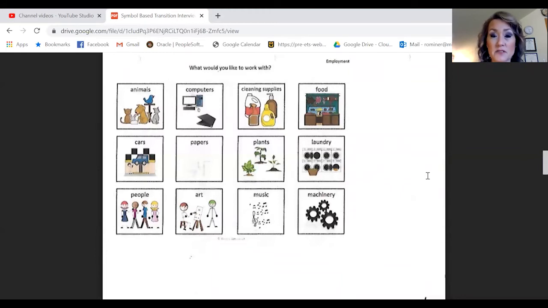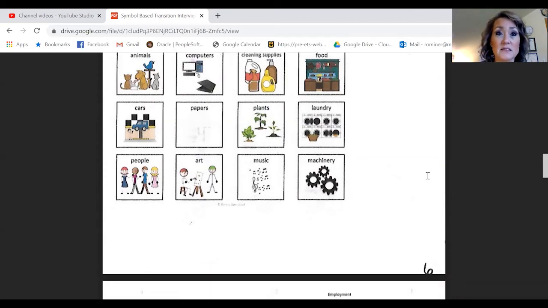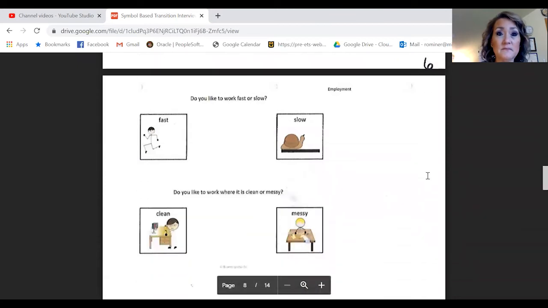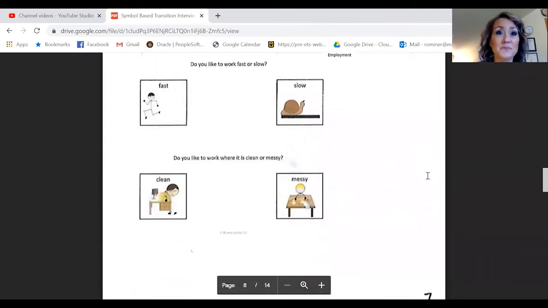When we work with your students at school, we're trying to bring in things so that they can learn how to work with each of these things, and we can get a better idea. Do the students really like working with these materials? And you can do that at home too. Do you like to work fast or slow?